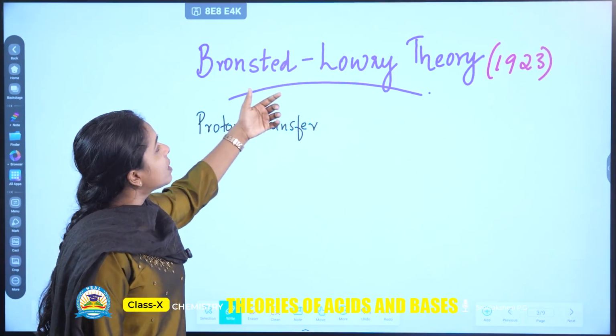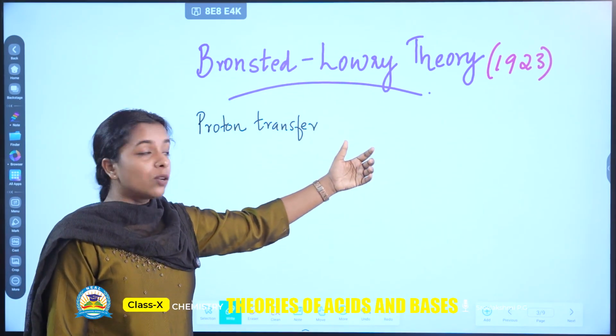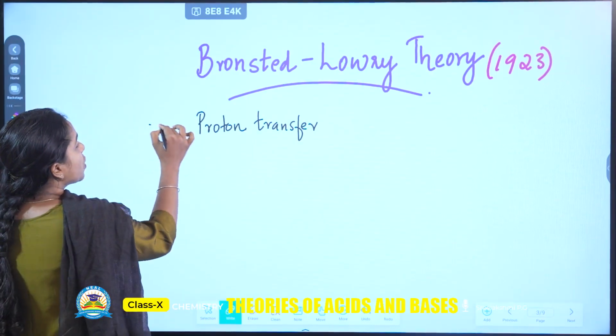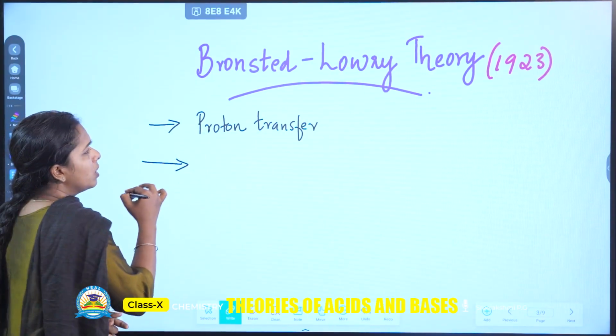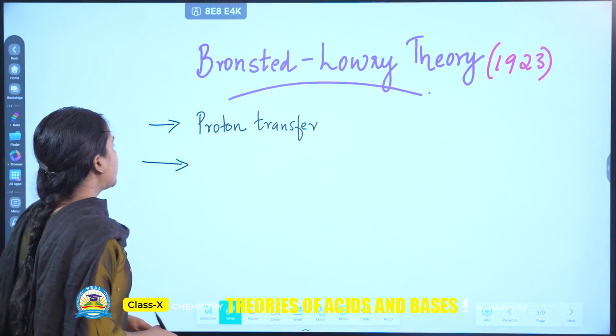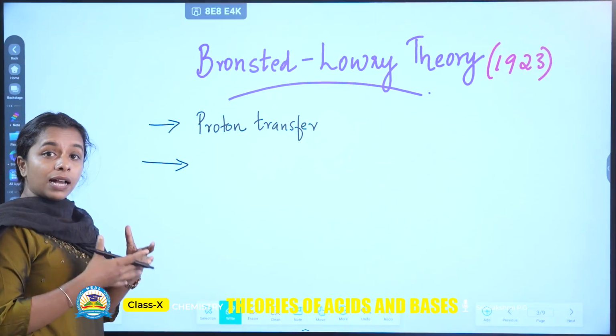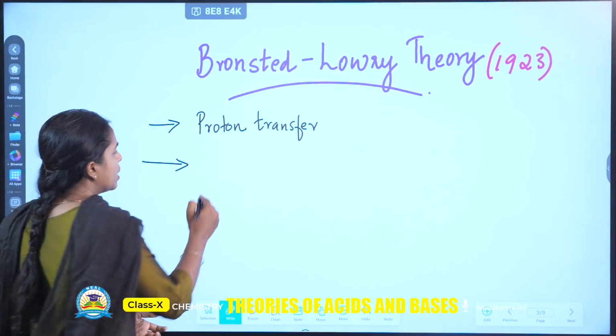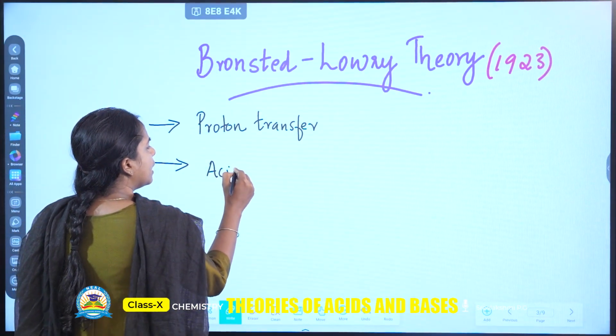Okay, so Bronsted-Lowry theory is based on what? Proton transfer. So what is meant by this proton transfer? Now we will get to see. Okay, so here I am going to consider an acid and a base. Here I am just writing acid.